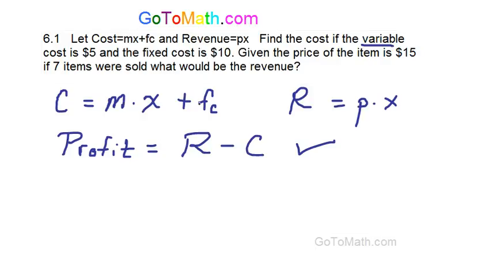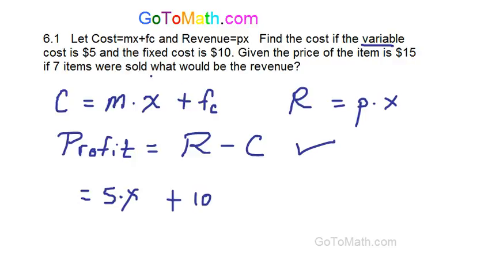That's it. Okay, so let's take a look at this. Find the cost if the variable cost is $5, so remember M is $5. And the fixed cost is $10, so this is going to be our fixed cost, $10. Given that the price of the item is $15.